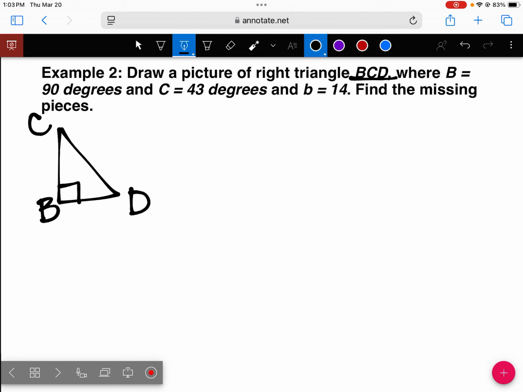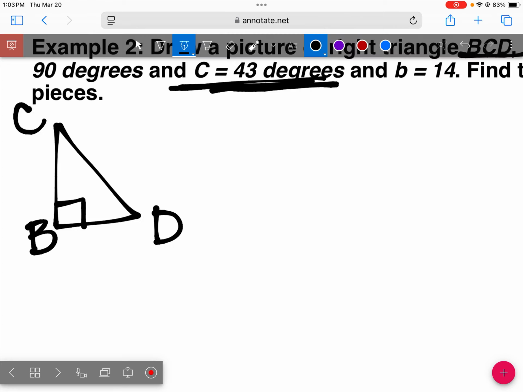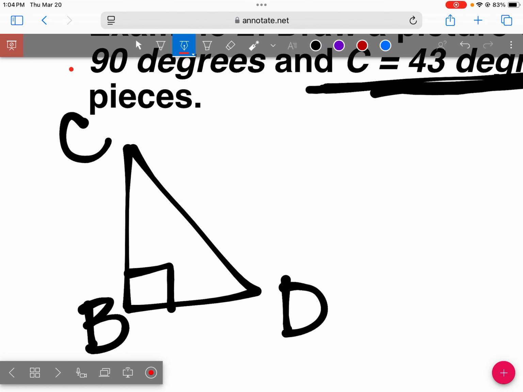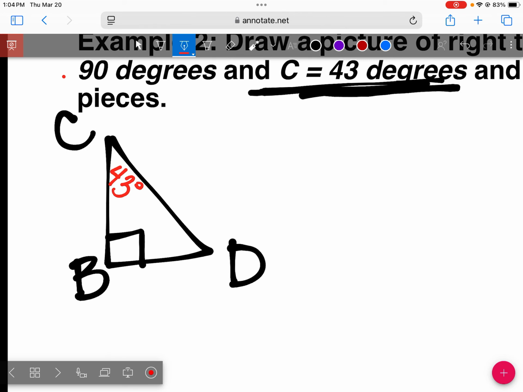It also told me, does everyone see how this is a capital C? It says C is 43 degrees. So that 43 is going to go inside. With the letters, does it matter which one goes where? No. I always put whatever comes first in the alphabet on top. So if it's capitalized, it's an angle, and if it's lowercase, it's the side.